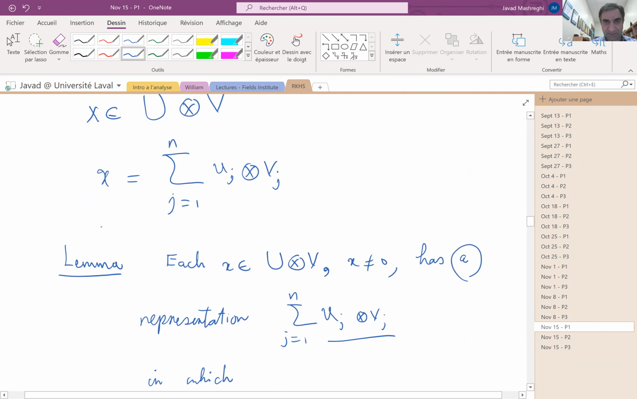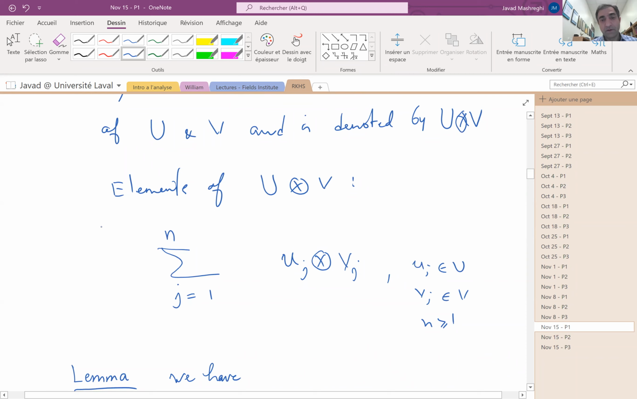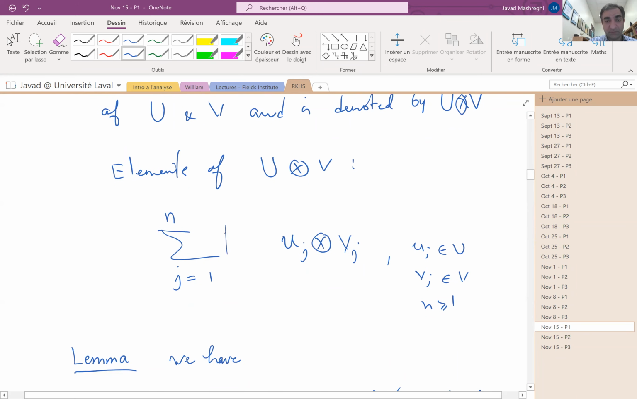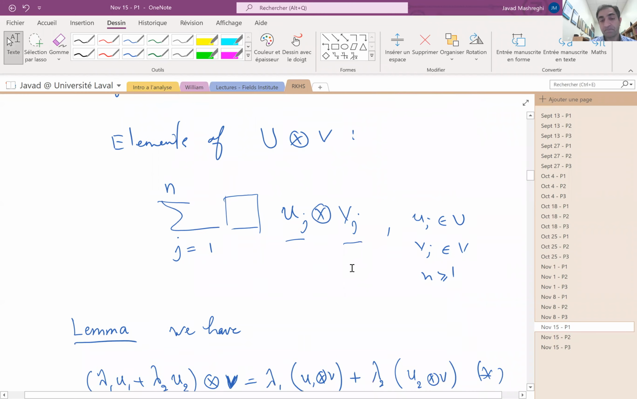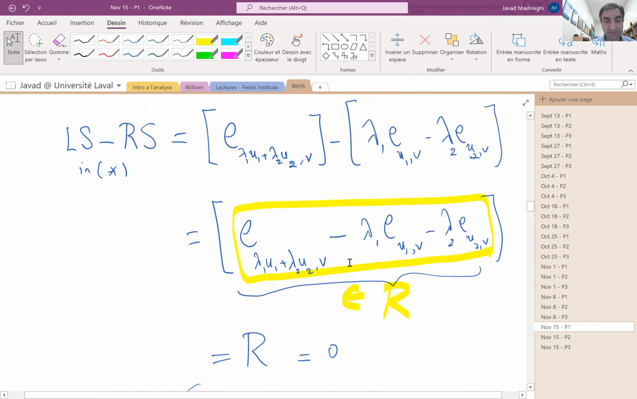Here I said that an arbitrary element of U tensor V is written in this way, and I didn't put a scalar here. If you wish, you can put it. The reason I didn't put lambda j here is because you can put it inside either with uj or with vj, so you absorb it inside. That is why we can say that it has a representation of the form uj tensor product vj. No need to consider scalars.